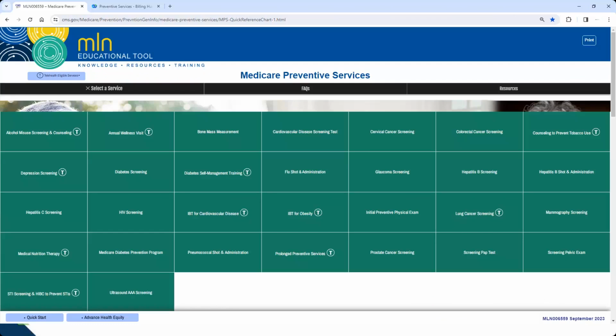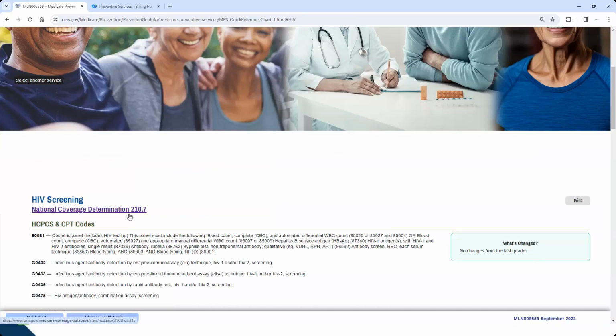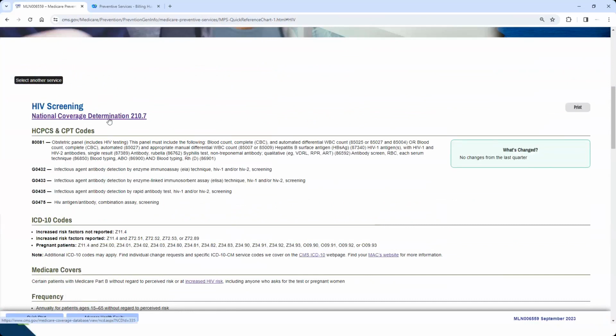Okay, great. This resource is great regardless of what type of preventive services you're looking for. As you can see, it lists all of them out here. These ones that have a T with a circle in it, that means that they are telehealth eligible services. Now, this does not give you as much information as what you would find in the internet-only manuals, but if I go to HIV screening, it gives you a link to the national coverage determination that's related to HIV screening.